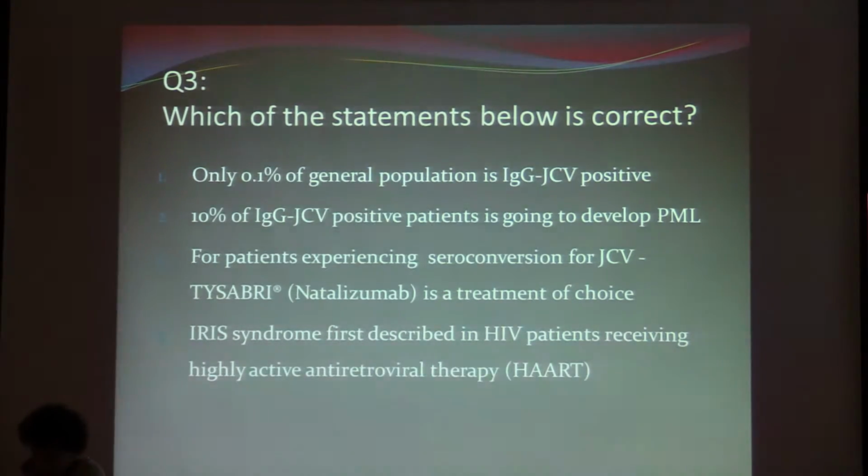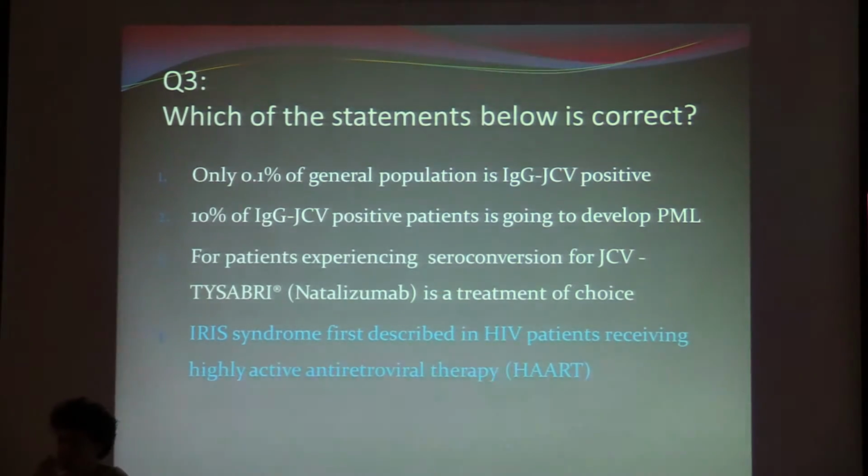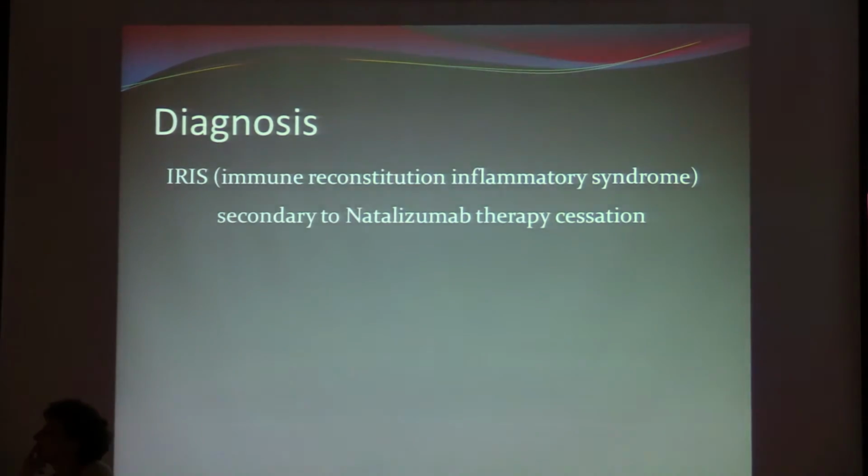Okay, very good. The fourth answer is the right one, because about 50 to 80% of the general population are IgG positive, and only 1% of these positive patients are going to develop PML. And of course, in this clinical scenario, natalizumab is contraindicated. It's not a treatment of choice. And the last one, I just wanted to say that the diagnosis was IRIS secondary to natalizumab therapy cessation.